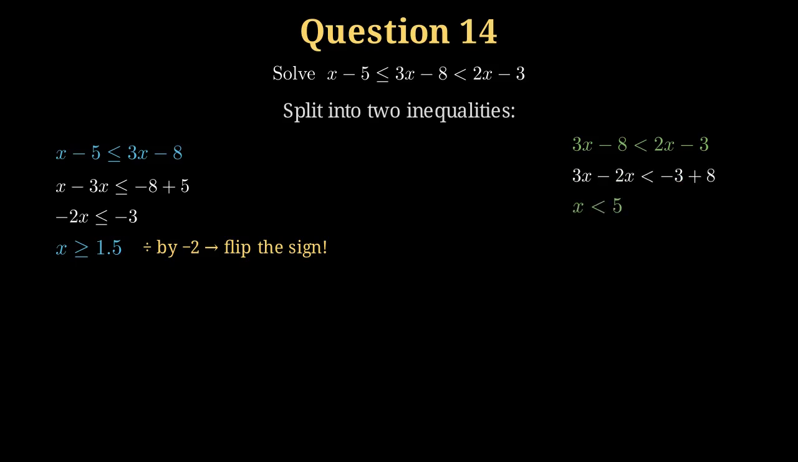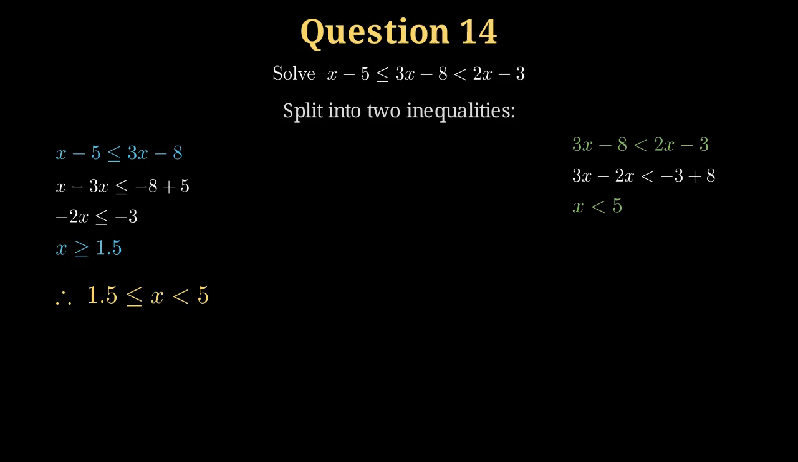The right part. 3x minus 8 is less than 2x minus 3. Bring the x's together. 3x minus 2x is less than minus 3 plus 8. So x is less than 5. No flipping this time, because we didn't divide by a negative.